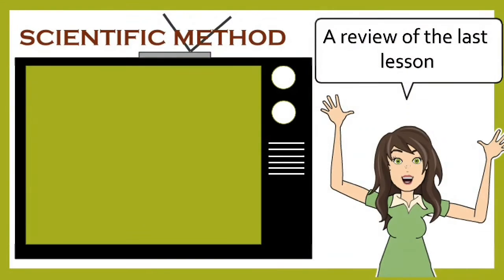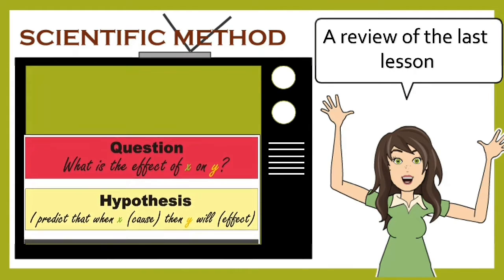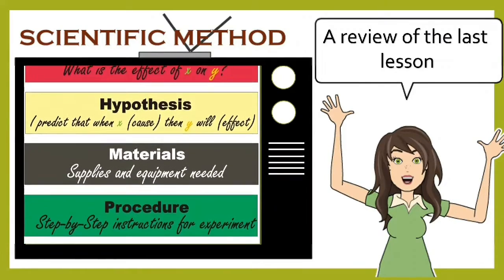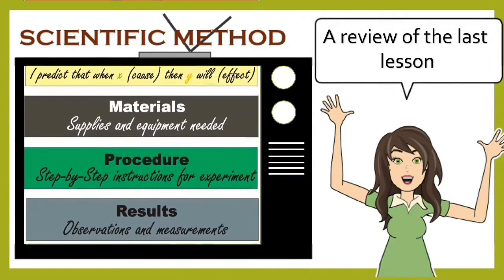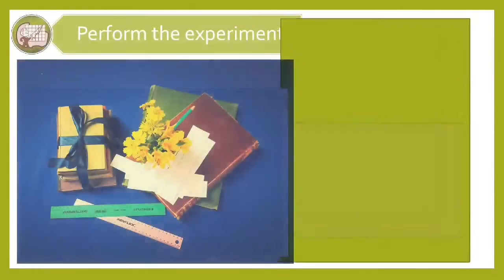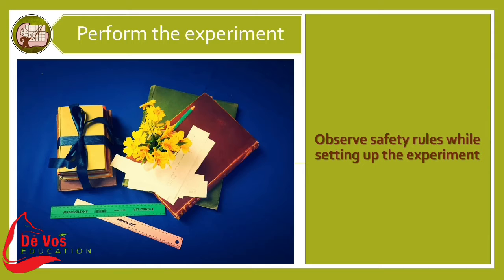As a quick review, in our planning session, we first had to ask a question: what is the effect of the independent variable on the dependent variable? And then create our hypothesis, a prediction of the possible outcome. So in this session, we're going to look at which materials to use, which procedures to use, and how to collect your results. While performing our project, observing safety rules is extremely important, and accurate record keeping.